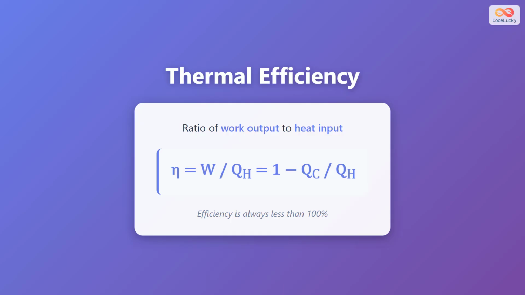How do we measure how well a heat engine performs? We use thermal efficiency, represented by the Greek letter eta. Efficiency is the ratio of work output to heat input. Mathematically, eta equals W divided by Q sub H, which can also be written as 1 minus Q sub C divided by Q sub H. An important reality: efficiency is always less than 100%. No heat engine can convert all input heat into work. Some heat must always be rejected.